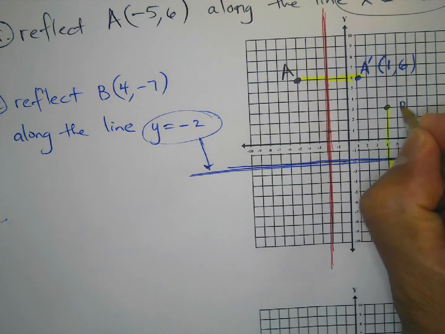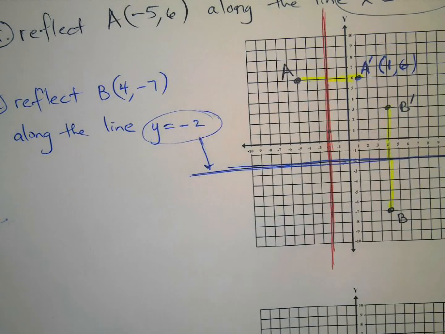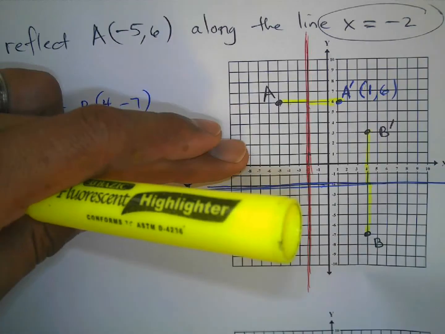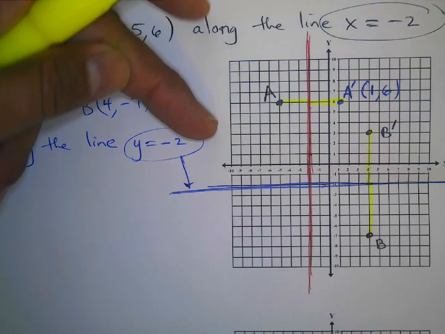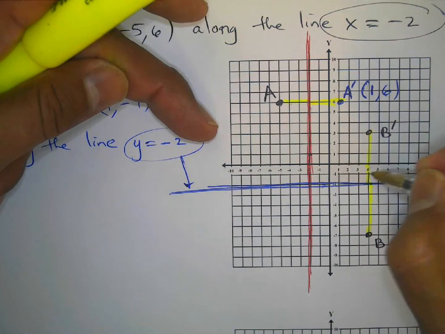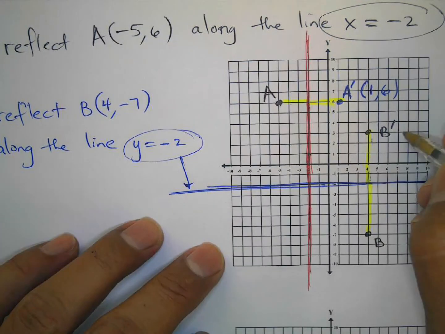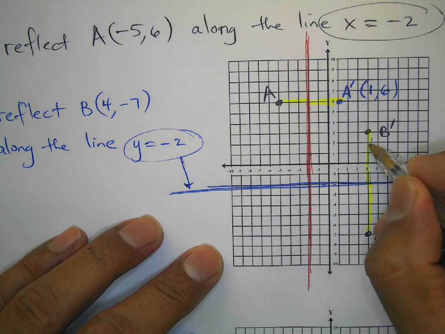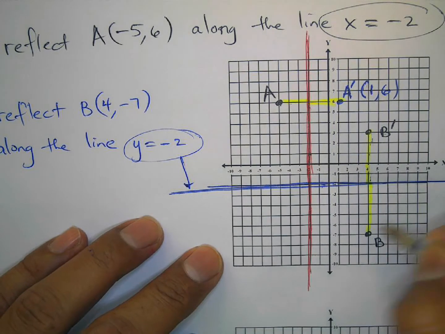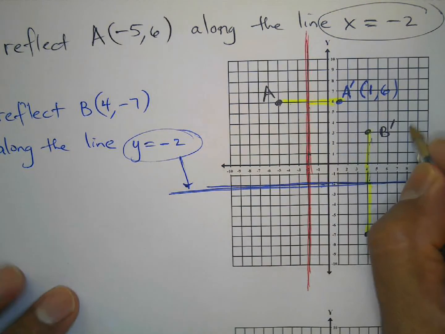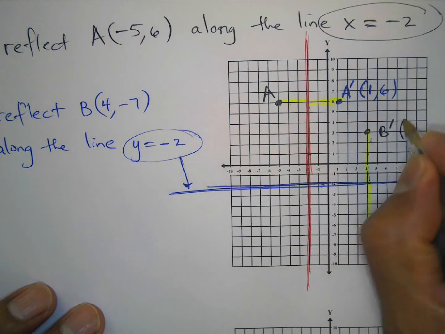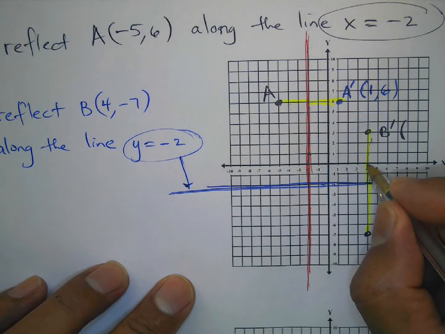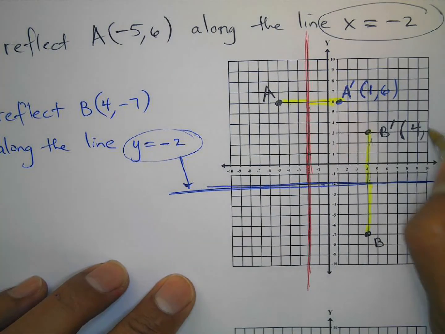That means this is the image, B prime. If it's here and it got reflected, it's like if you folded it over, remember that's a reflection. So you just count. If it's 5 this way, you count 5 this way, and that's where the image is. 1, 2, 3, 4, 5. Okay, so what is the answer for the reflection of B along this line? Well, what are the coordinates of this? 4, 3.